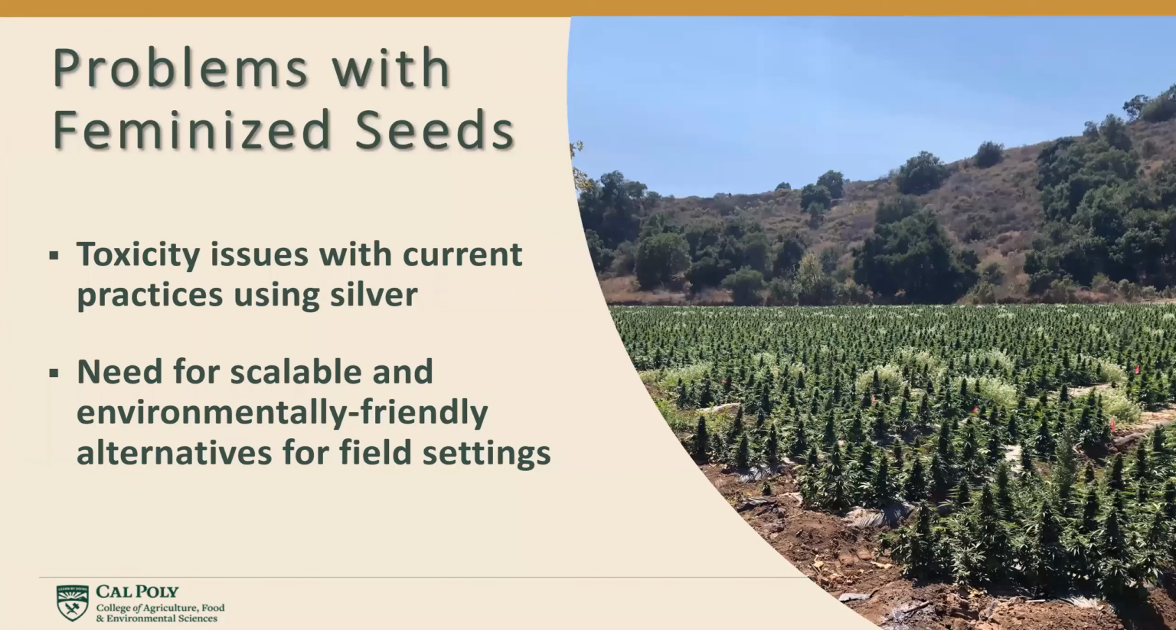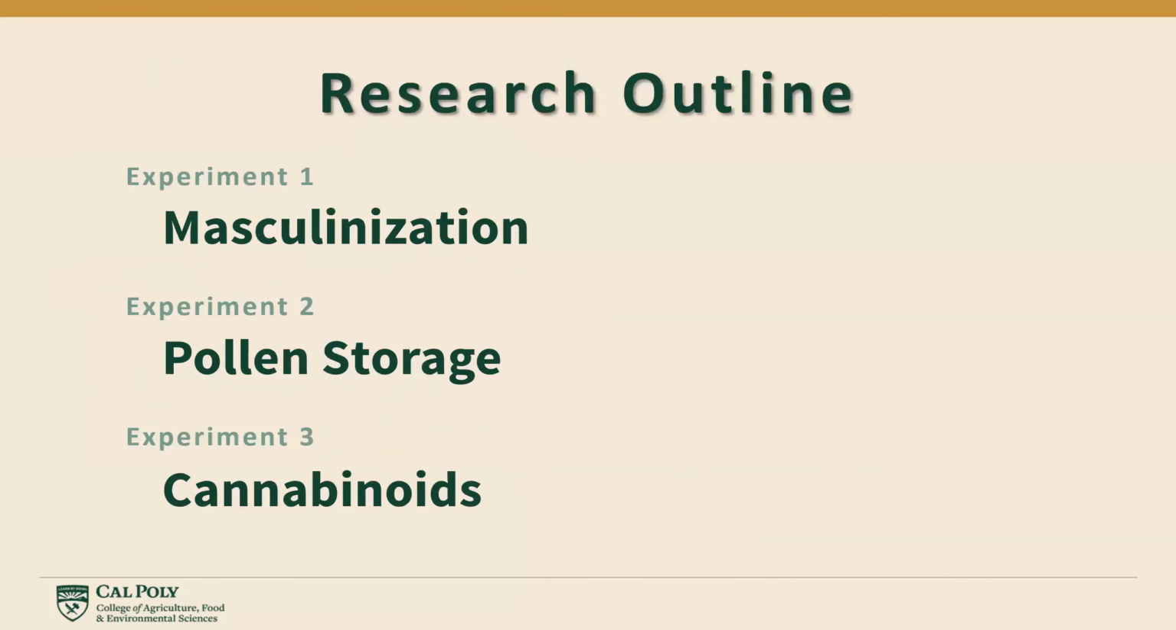There are some concerns with the current practices of feminized seed production because the common methods use silver. If silver, especially in the soluble form, is excessively sprayed in an outdoor field setting, it could lead to a lot of environmental toxicity concerns. So there's a need for environmentally friendly alternatives for feminized seed production, especially for field settings. This leads me to the research I conducted. There are 3 sections of my thesis. The first experiment was on masculinization, the second was on pollen storage, and the third was on the extraction of cannabinoids.